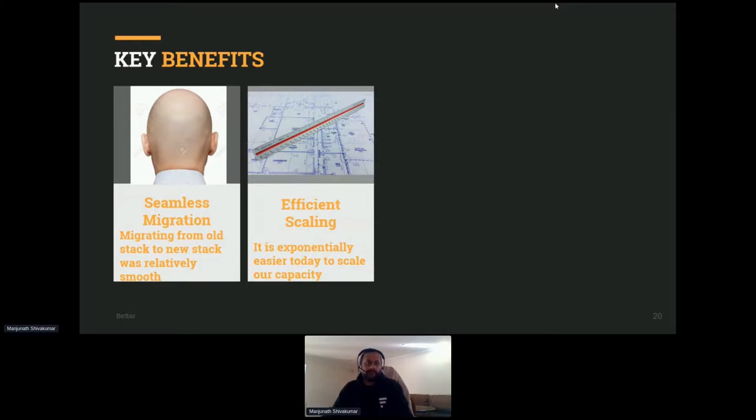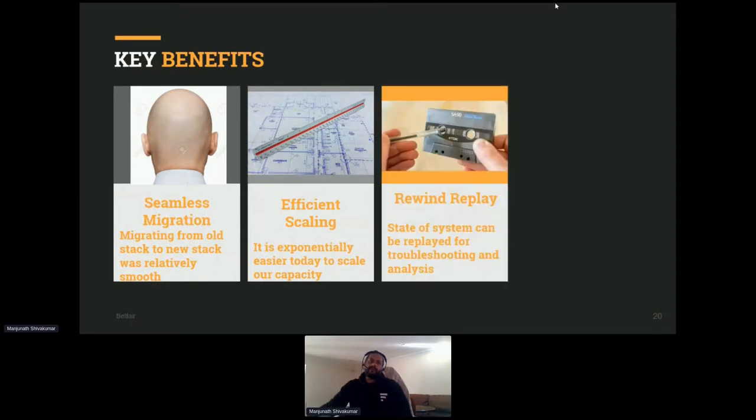Migration was pretty smooth. There were a few glitches here and there, but no major glitches that affected the business. And we were able to scale to four or five times the load, that number of nodes that we had in the past, which meant that we didn't have to scale for another year or a couple of years. We had the capacity, the headroom, very easily.